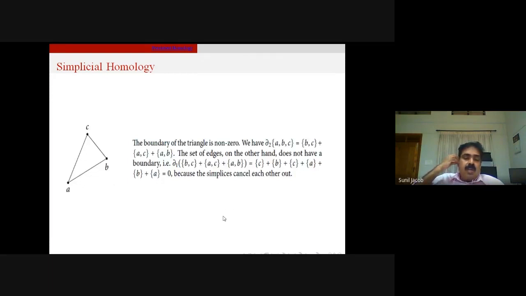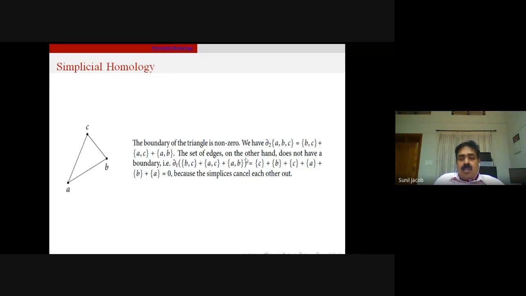This is an example. Here we have a triangle. The boundary of the triangle is non-zero, where now in two dimensions we have the filled triangle ABC. When you apply dou 2 to ABC, in the first term A will be absent, and when A is absent, we get edge BC. In the second case, B will be absent, then we get edge AC. Similarly, C will be absent, giving edge AB. Therefore, the boundary operator applied to this filled triangle will be equal to the union of these three edges that you will be getting.